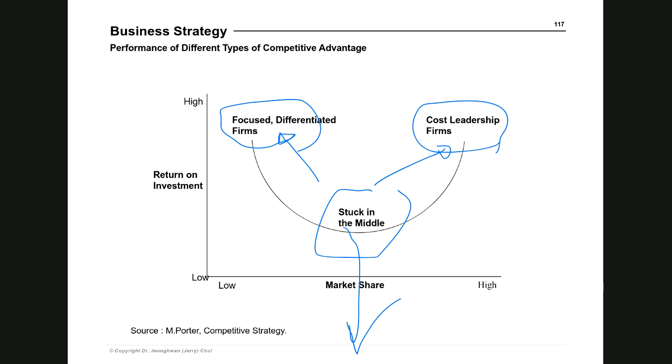Which one is better? No, there is no one. There is no good and bad. That's just a choice according to your situation. For example, Apple's choice is here, and Huawei's choice is here, because they have a different situation. Any problem? No problem. However, nowadays, Apple is trying to expand to here.